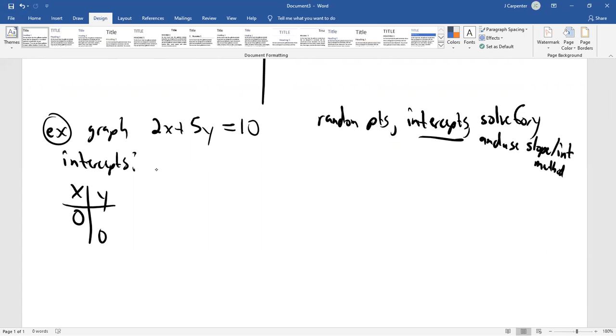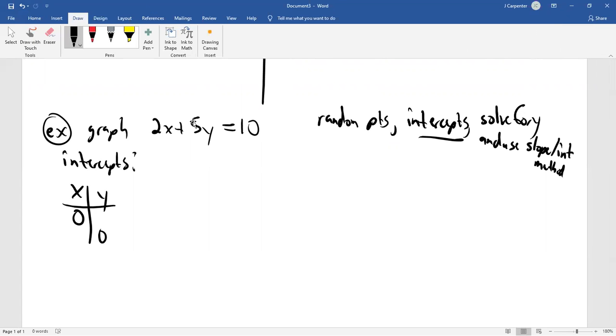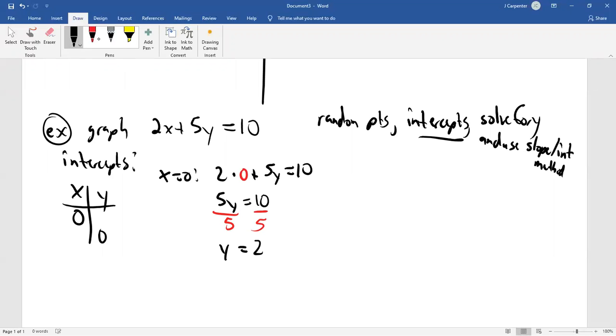So the black numbers are what we start with. One time I'm going to let the x be 0. One time I'm going to let the y be 0. So when you plug that in, you plug it into the original equation. I'm going to plug in x = 0 first. So that's 2 times 0 plus 5y = 10. 2 times 0 is 0, so that's just 5y = 10. And then you'll divide both sides by 5. I don't always show this much work in a calculus class or basic stuff, but it's an intro day, and we get y = 2.